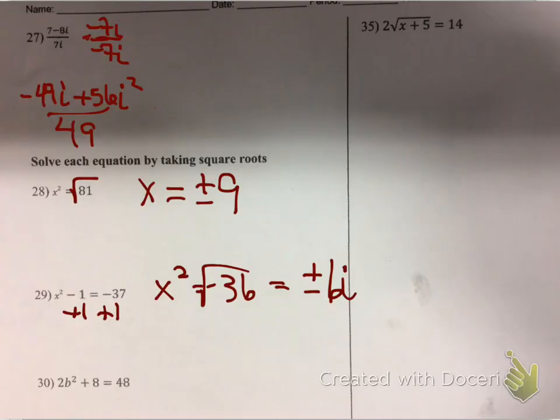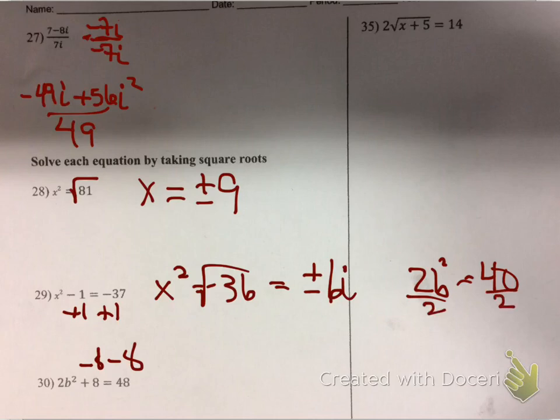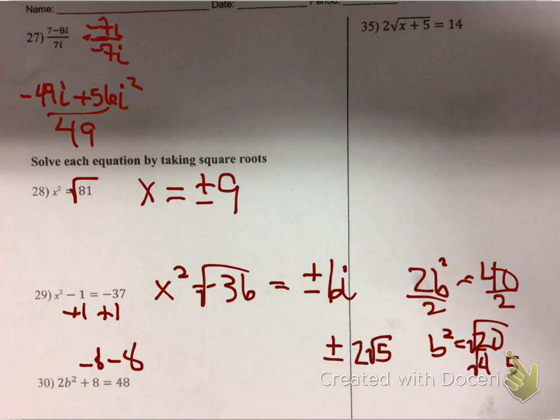Did I leave myself space for 30? No, I did not leave myself space for 30. Okay, so I'm going to put 30 over, like right up here. So I need to subtract 8. So I get 2b squared is equal to 40 because I said -8 minus 8. Divide by 2. Now I'm saying b squared is equal to 20. Then take the square root. And that simplifies, that's 4 and 5. Square root of 4 is 2. So I have plus and minus 2 square root of 5. That's what that's equal to. Kind of ran out of space, but you kind of get the idea, I hope.